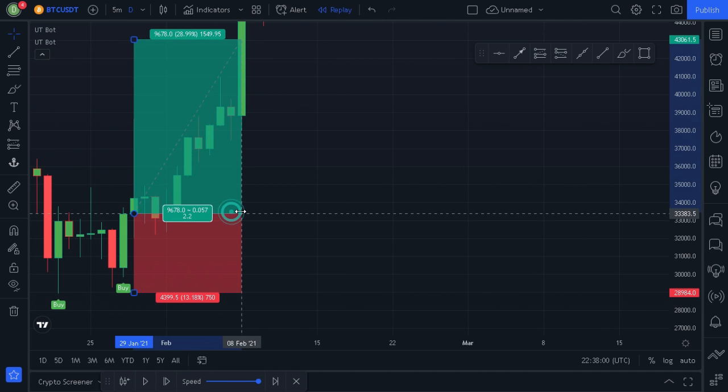You can see that the price reached our profit target, making this a quality trade entry. Let's take another example.